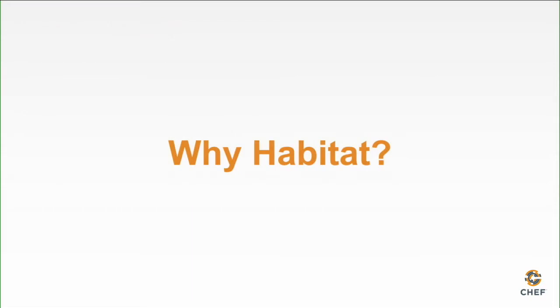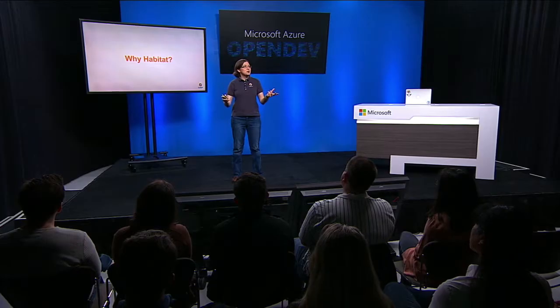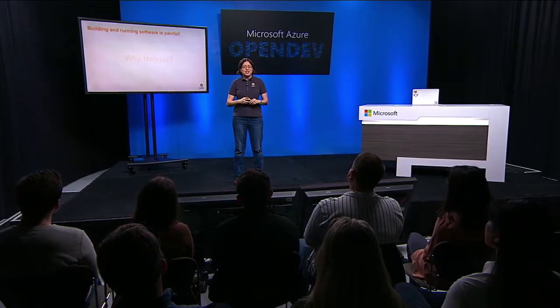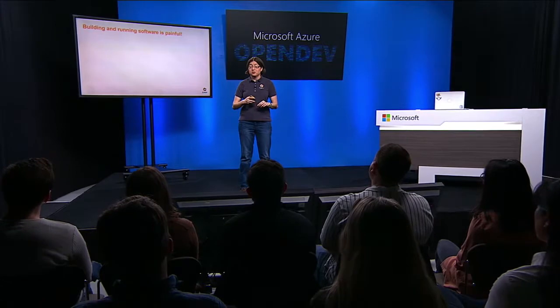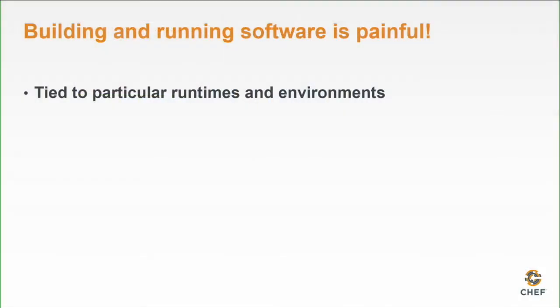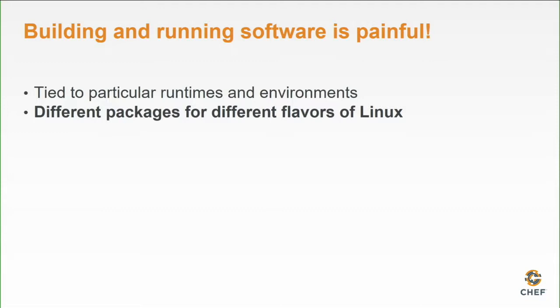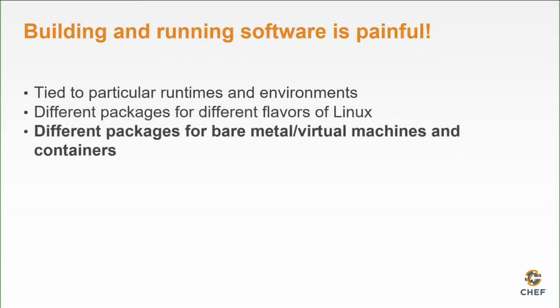So before we go into exactly what Habitat is, it's important to first understand the why of Habitat. Why was it created in the first place? Well, the answer is pretty simple. Building and running software is very painful. You have different runtimes tied to different environments. You need one runtime for a Ruby application and a different one for a Java application. You need different packages for different flavors of Linux. You need a Yum package for Red Hat Linux and Deb packages for Debian flavored systems. Additionally, you need different types of packages for bare metal and virtual machines and container images.